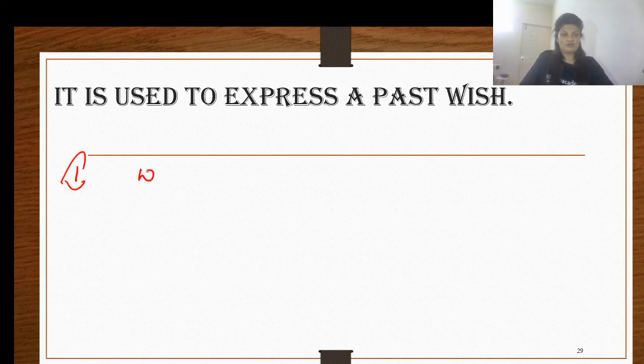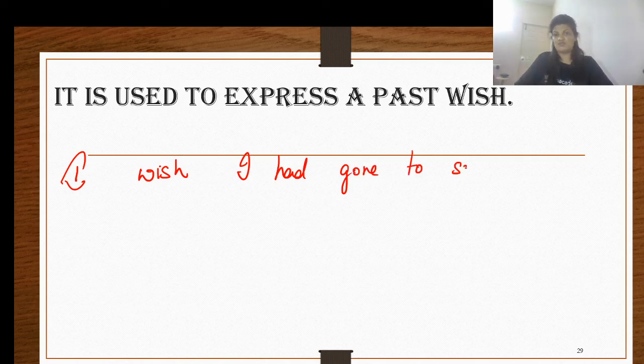I wish I had gone to school. So here we are referring as I wish I had gone to school. That means in the present moment, the person talking had not gone to school, but now is regretting it and expressing that they wish they had gone to school. Probably circumstances would have been different.